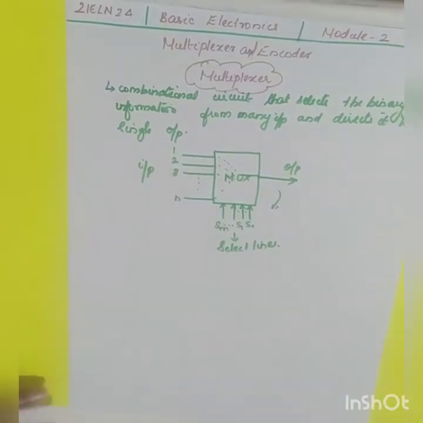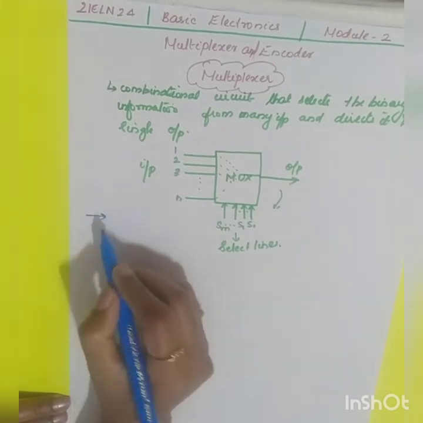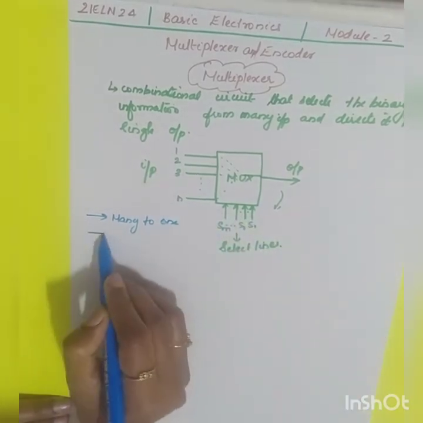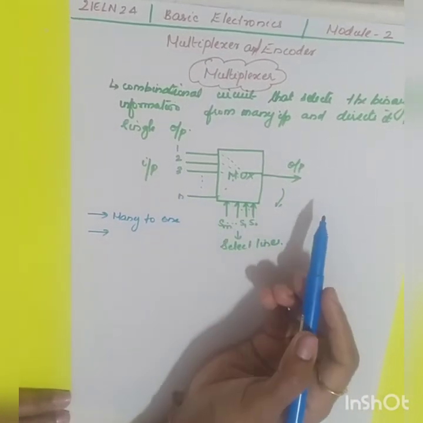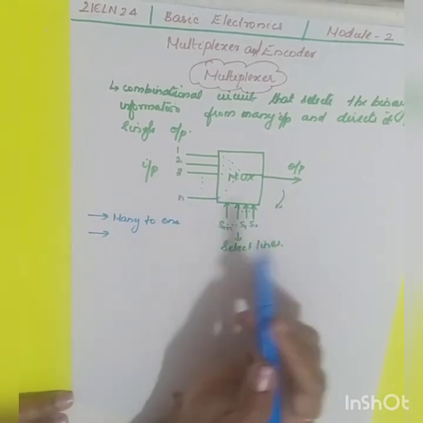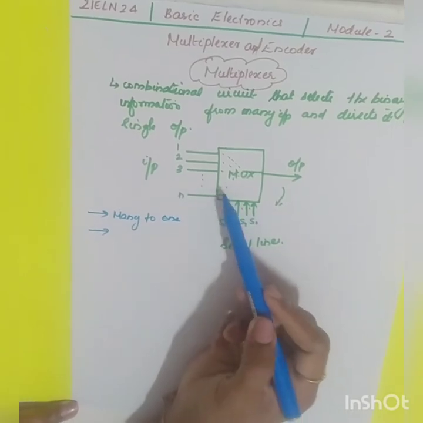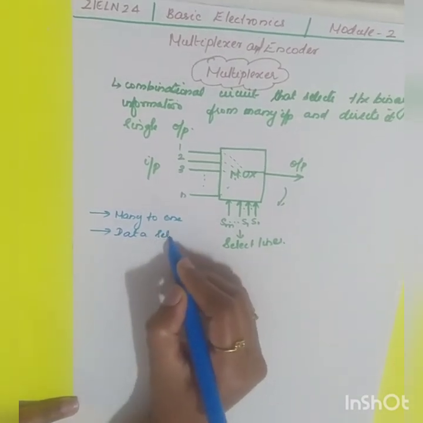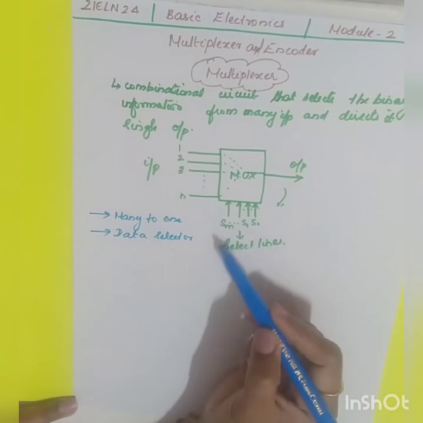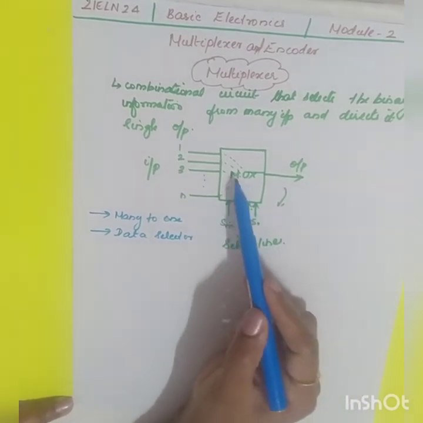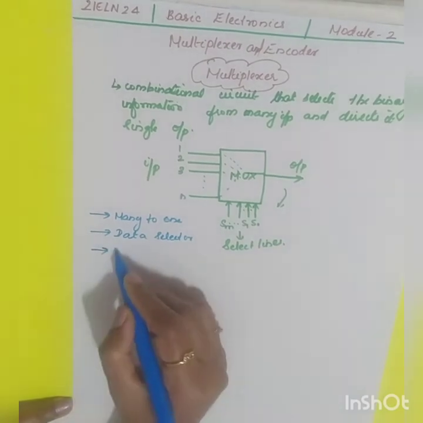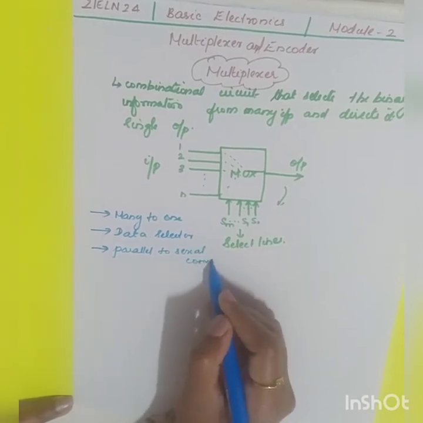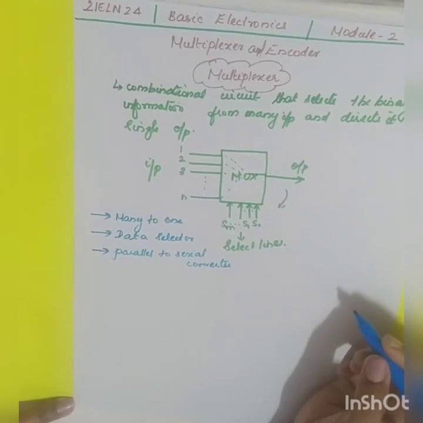Okay, so it is called by various different names. The first name is many to one converter, because many inputs are converted into a single output. So it is used to transmit the data into a single channel. Next one is called data selector. So why is it called data selector? Depending on the binary code given on the select lines, the multiplexer selects particular data and gives it to the output. It is also called a parallel to serial converter. Okay, so these are the different names of the multiplexer.